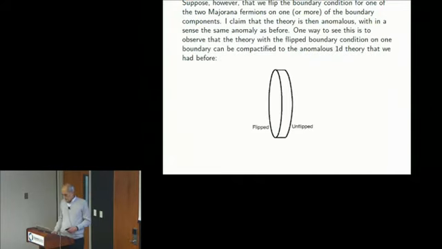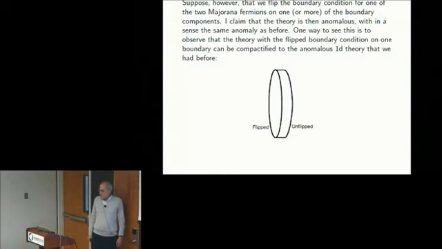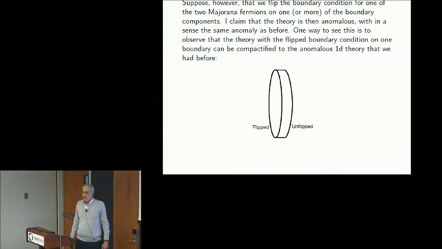Now, however, on one or maybe more boundary conditions, we'll take the two Majorana fermions to have opposite boundary conditions. If we do that, then we get an anomalous theory, which in a sense has the same anomaly as before. I'm going to give two ways to see this. One is that we can take the theory with the flipped boundary condition on one boundary and compactify it to get the same anomalous one-dimensional theory we had before.